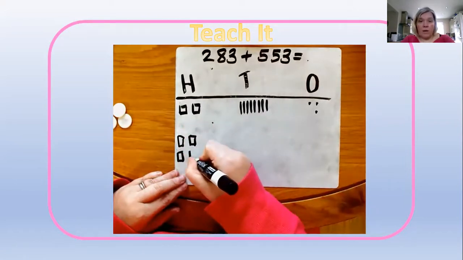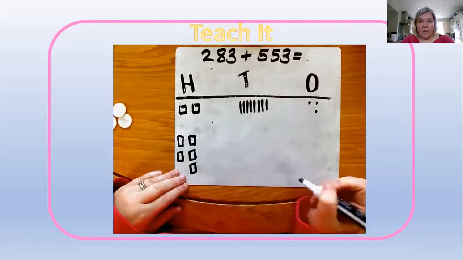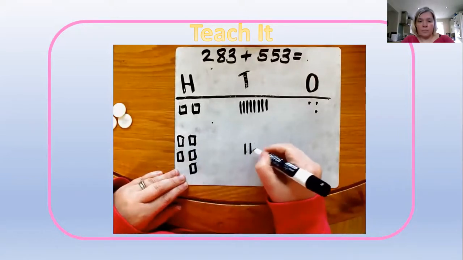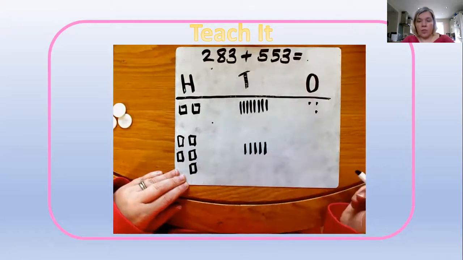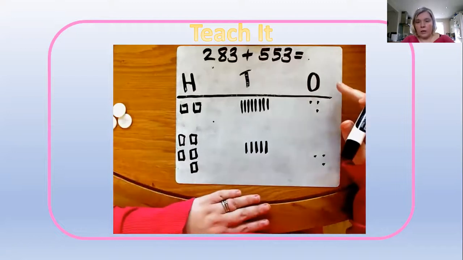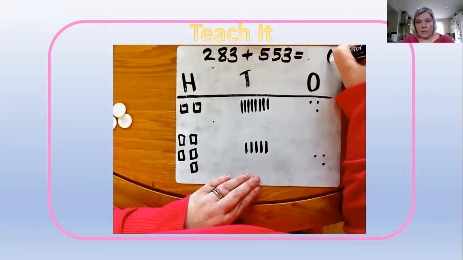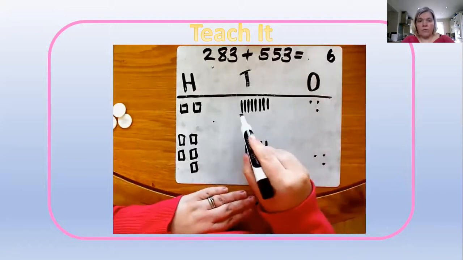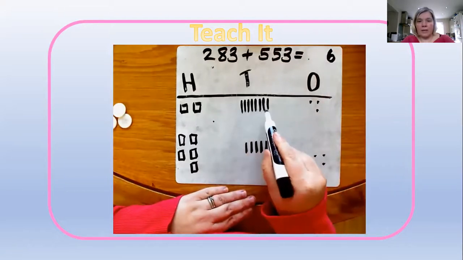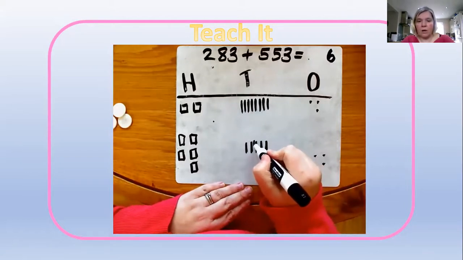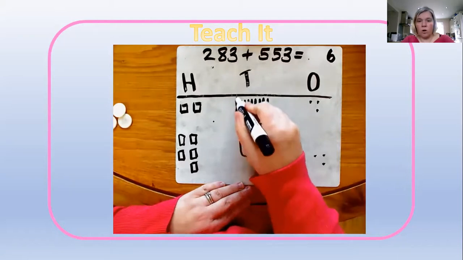So I've got my 500 and 50, 3. Okay, slightly easier to do it this way. So first of all, we always start with our ones column, and I've just got 6. I've got 1, 2, 3, 4, 5, 6, 7, 8, 9, 10. Stop there, Mrs. Fledger. I can't have 10 in one column.